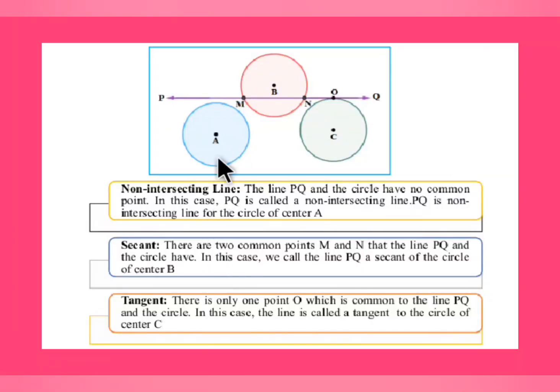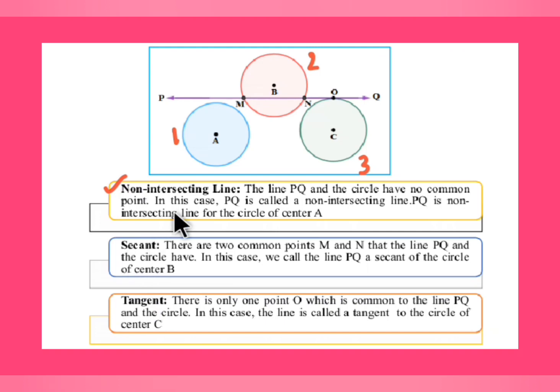So let us check out these circles here. There are 3 circles given. Let us take this circle 1, 2 and 3, and the centers are A, B, C respectively, and there is a line PQ which passes through 2 points M and N of the circle B, and also touches at point O of the third circle with center C. So related to the first circle, this line has no connection. The PQ line is a non-intersecting line for this first circle with center A, right? That's what a non-intersecting line is.